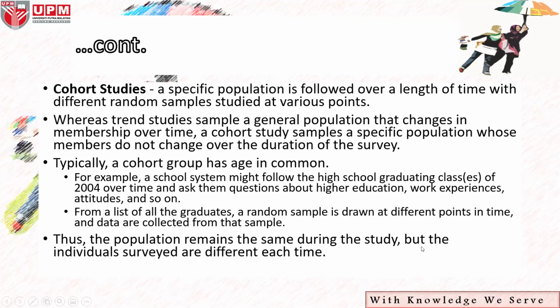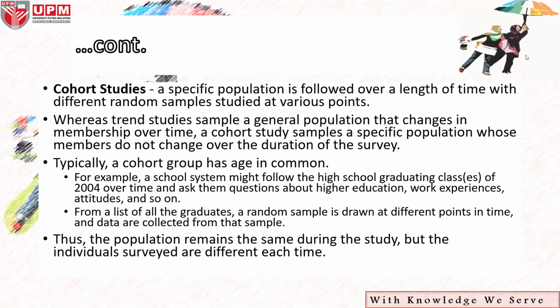Okay, last one, cohort study. Okay, cohort study, a specific population is followed over a length of time with different random samples studied at various points. Population ni sama, cuma sampel tu dia berubah-ubah. Okay, so if let's say in trend study, sample a general population that changes in membership over time. A cohort study samples a specific population whose members do not change over the duration of the survey.